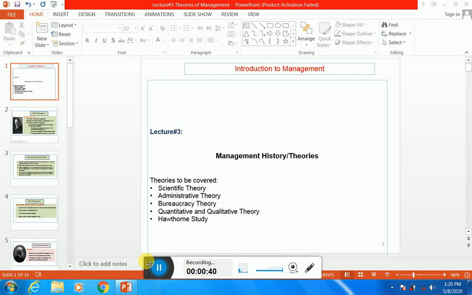There is a club of theories, but the most important and famous theories we are going to discuss in this lecture. Some of the theories are mentioned here: the scientific theory, administrative theory, bureaucracy theory of management, qualitative and quantitative theory of management, and the last, human relations or organizational behavior, or the famous name Hawthorne study. In this lecture number 3, we are going to discuss, inshallah, 3 to 4 or 5 theories.